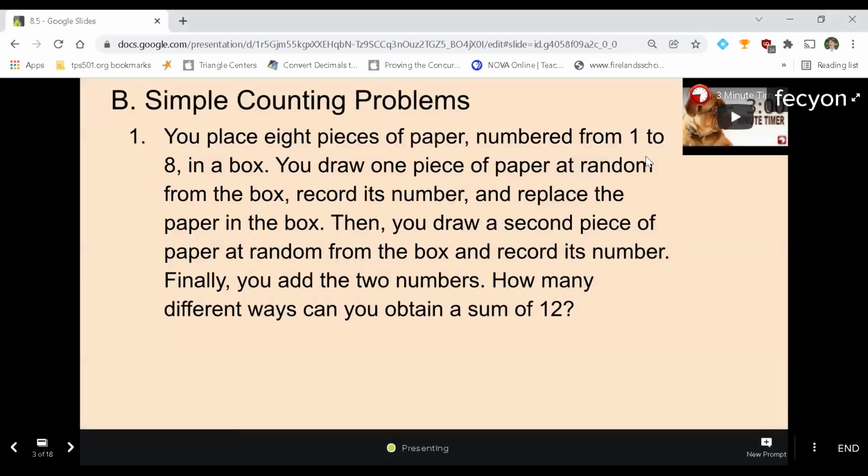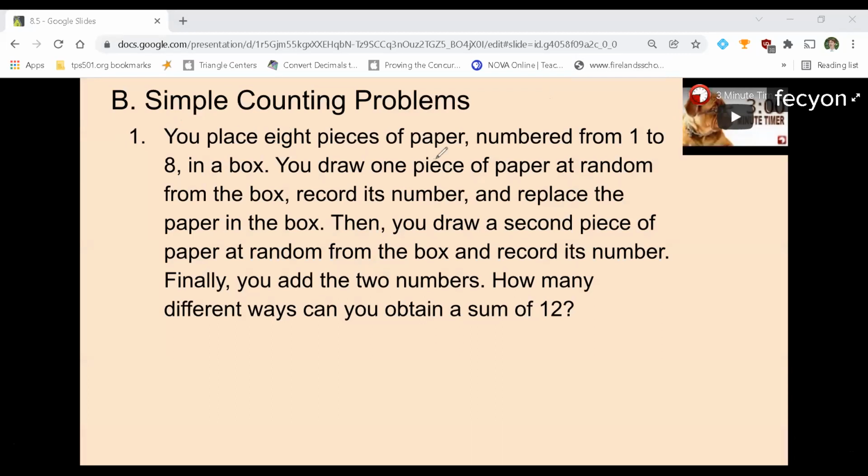All right. So you might say, Mr. Lake, I already know how to count. Well, let's see. Let's say you have 8 pieces of paper. You label each piece of paper from 1 to 8. You put them all in a box. You draw 1 out of the box, record its number, put it back in the box, draw another piece of paper randomly out of the box, record its number. How many different ways can you get a sum of 12?